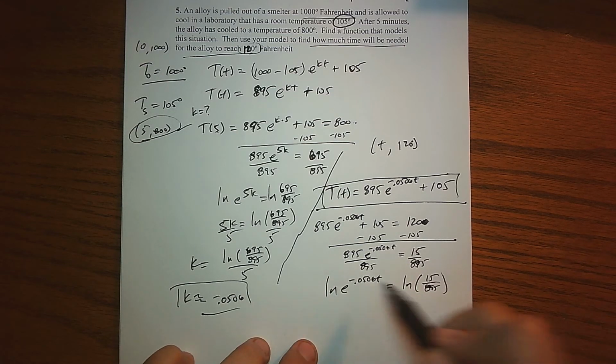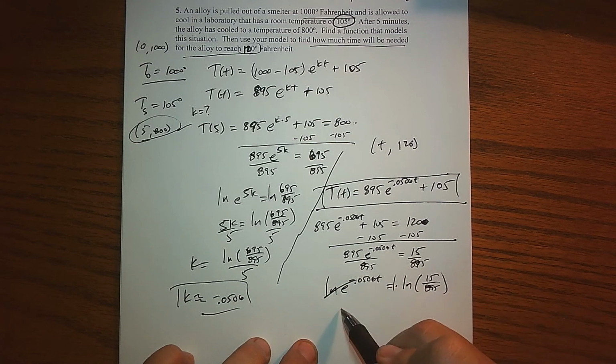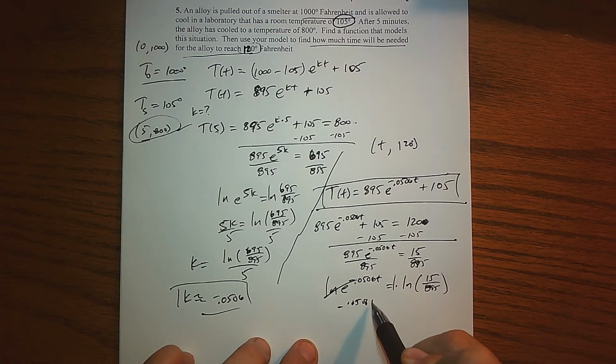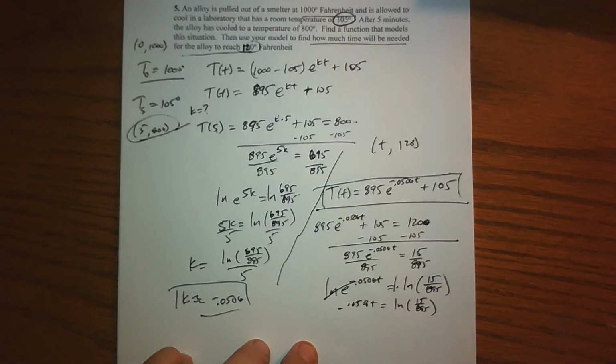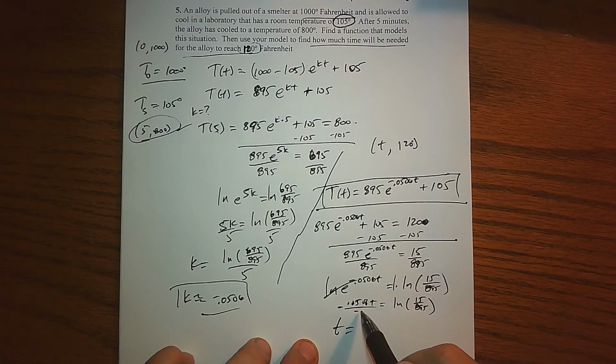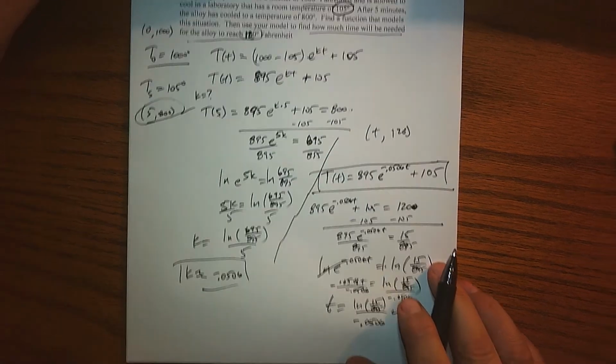Taking the natural log of both sides, oops, I already did that over there, right? That cancels that out, and we get negative 0.0506 t equals the natural log of 15 over 895. So t, if we divide that decimal out on both sides, is the natural log of 15 over 895, all divided by negative 0.0506. So there's your exact value. All right, that way I know you got the algebra right.